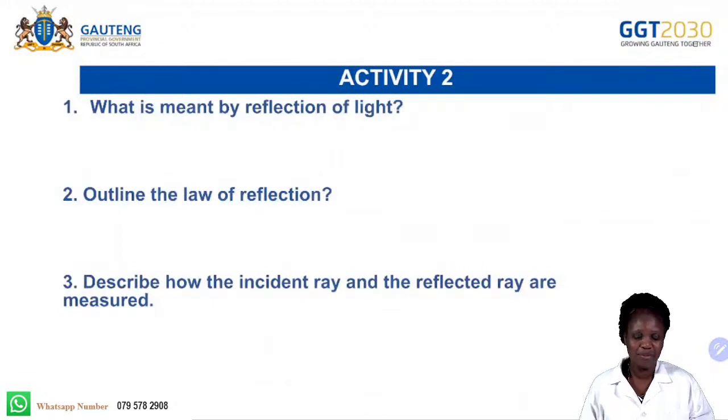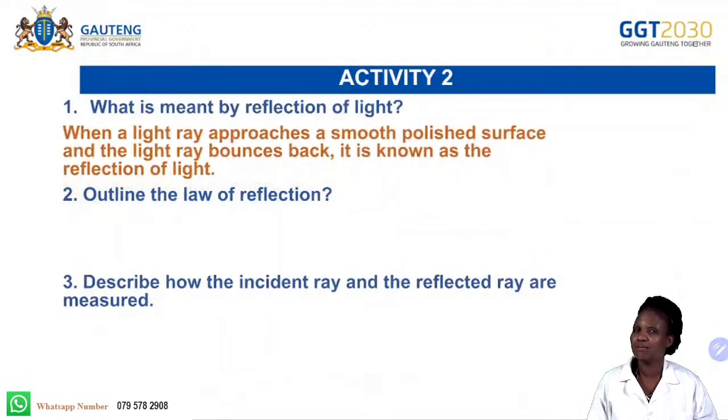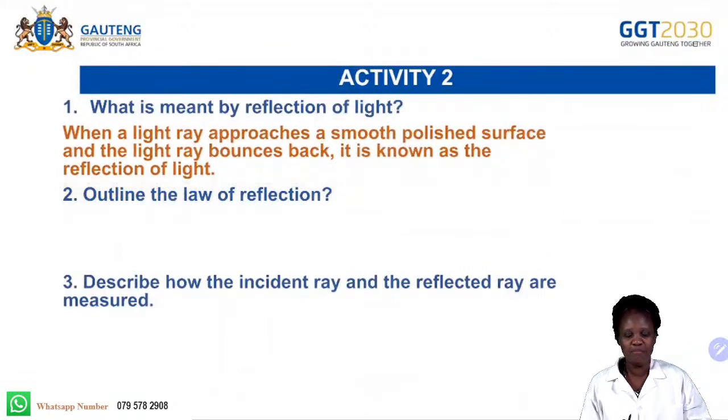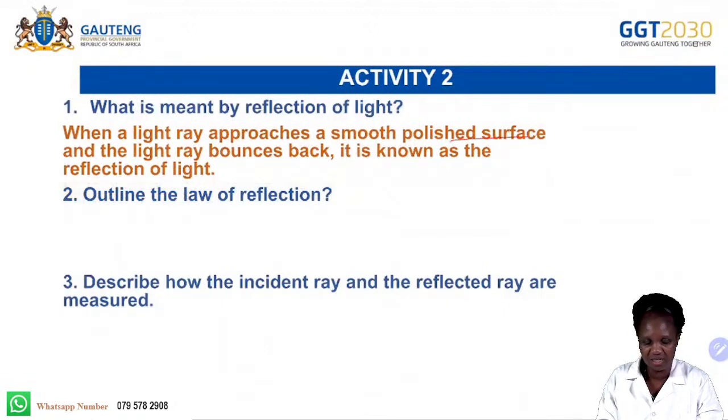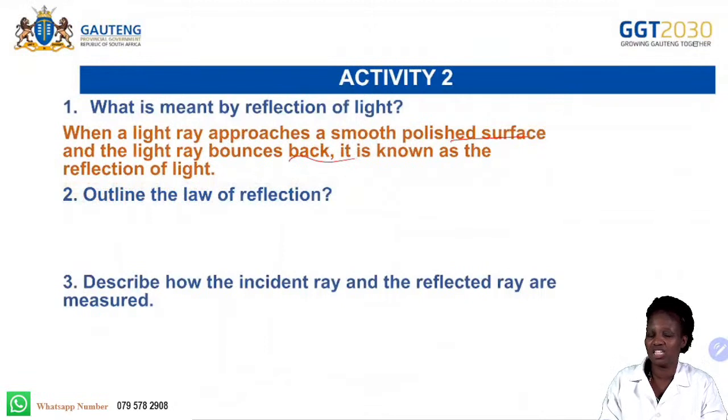What is meant by reflection of light? When light rays approach smooth polished surfaces and the light ray bounces back, it is known as the reflection of light. All right.